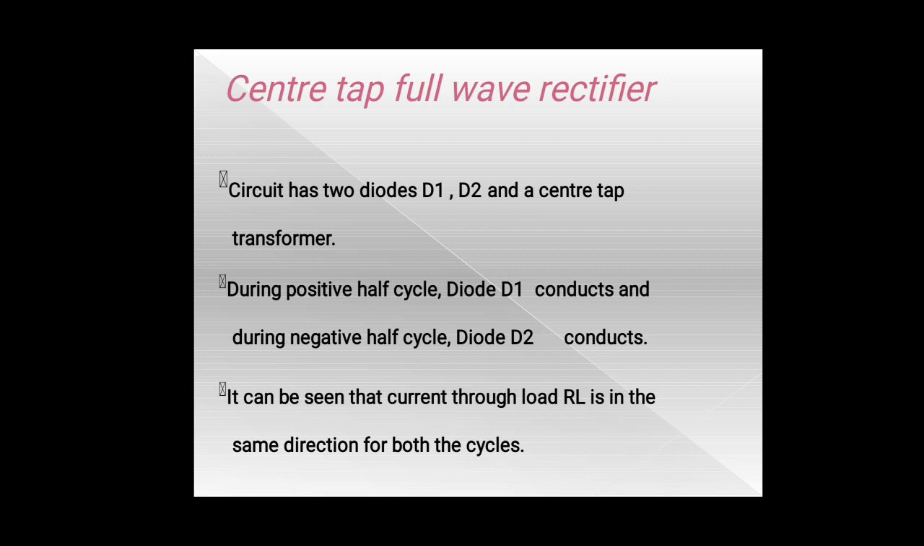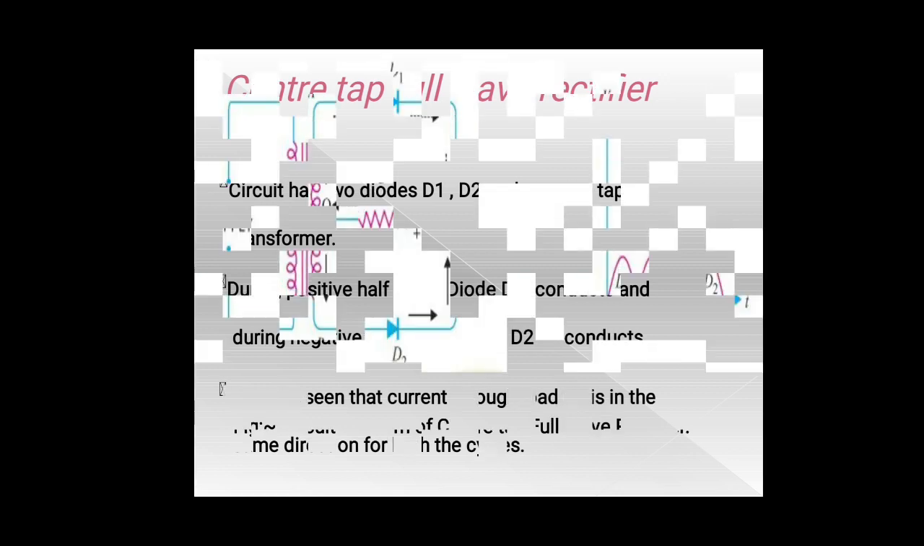So what exactly is the center tap transformer? It distributes the voltage in two equal parts. Let us see the operation. During the positive half cycle diode D1 conducts, and during the negative half cycle diode D2 conducts. So the current through load RL is in the same direction for both the cycles.